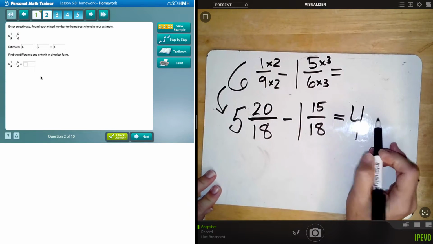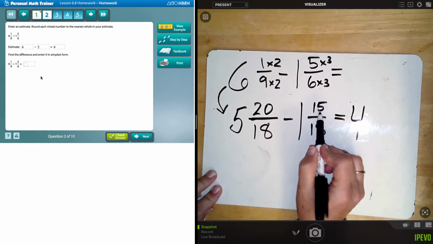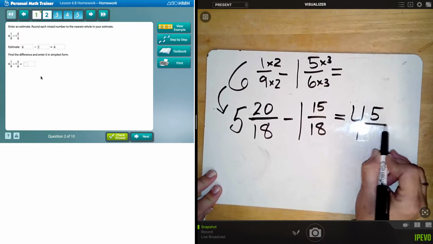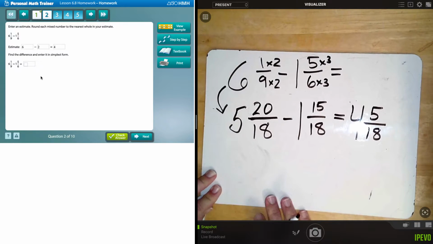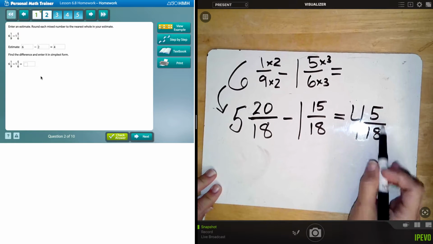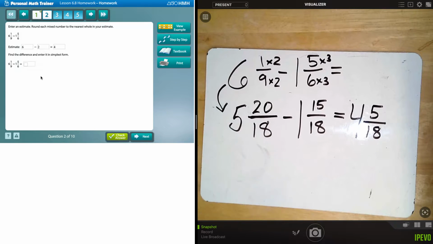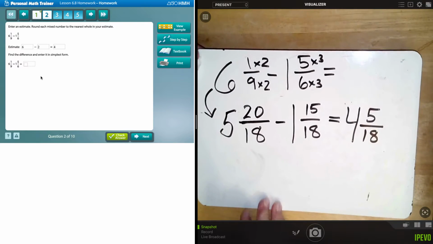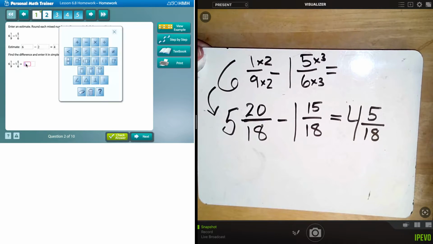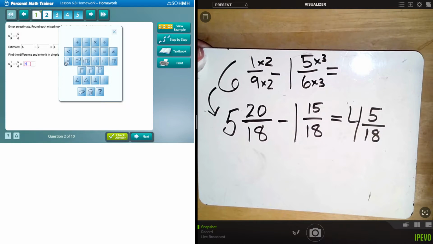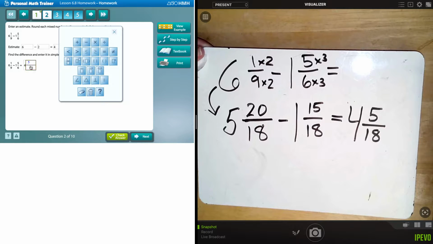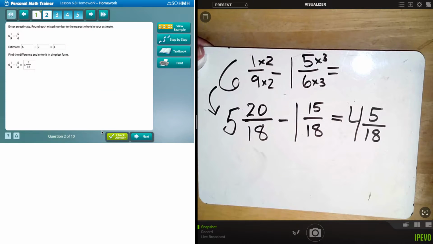20 minus 15 is 5. And I keep my denominator at 18. Now I can't, this is a prime number, 5 is. I can't divide it. Can't make it any smaller. So I think that's my answer. 4 is my whole number. And I add the fraction on to make the mixed number 4 and 5/18. Whoops. Ooh, this Think Central little fraction guy is helpful but pesky.